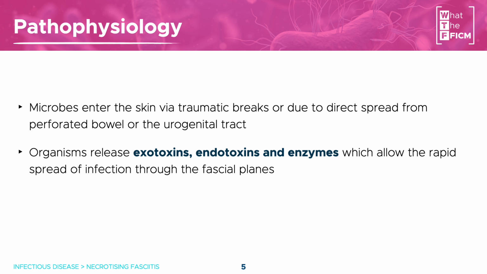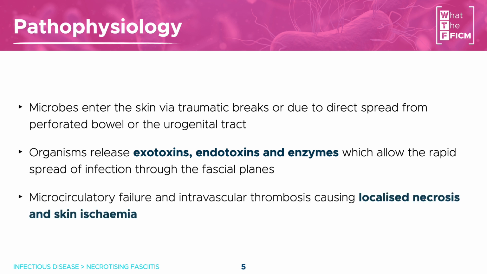Endotoxins are predominantly lipopolysaccharides which are found on the outer membrane of gram-negative bacteria. They act as a superantigen and cause widespread activation of the immune system. The end result is microcirculatory failure and intravascular thrombosis, causing localized necrosis and ultimately skin ischemia.